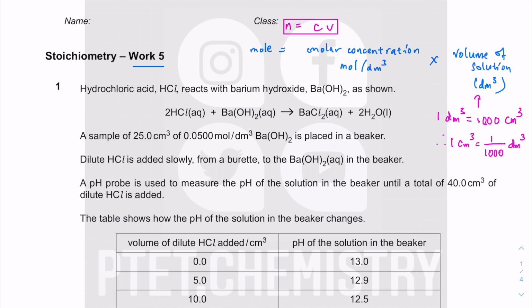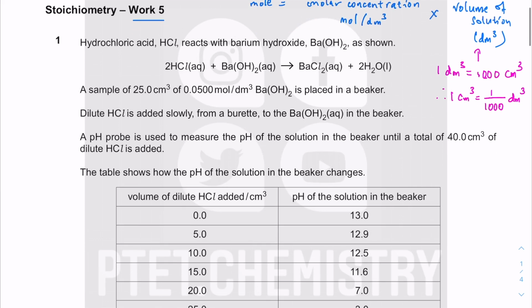In this first question, we have hydrochloric acid reacting with barium hydroxide. So hopefully you can see the ionic equation is for a neutralization, because you have an acid, which is a hydrochloric acid, and you have the hydroxide, which is the alkali or the base, and then you will get a salt and you can get water.